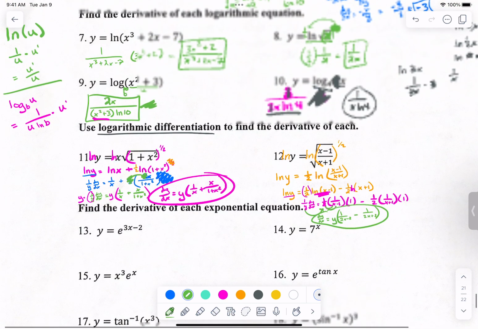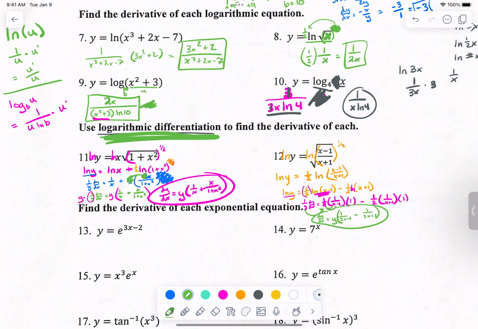That is log differentiation. You're using logs to help break it apart, and it makes it really nice, okay? Label what we're doing.